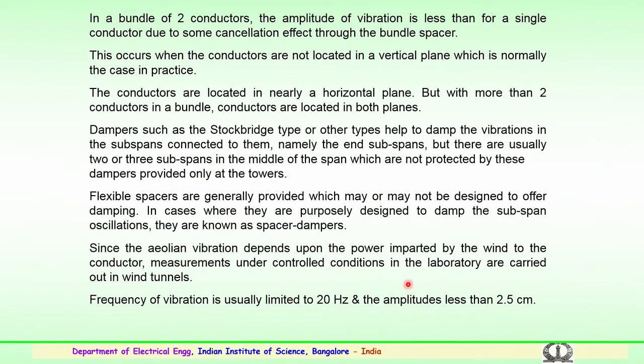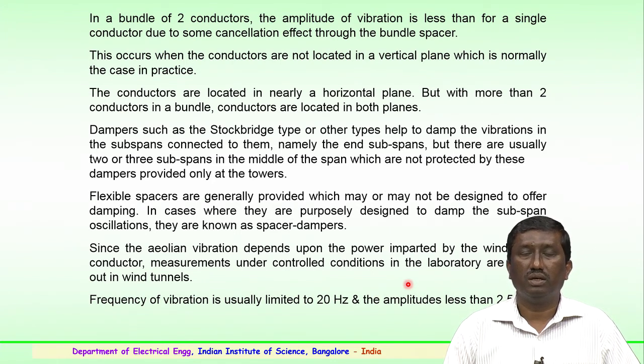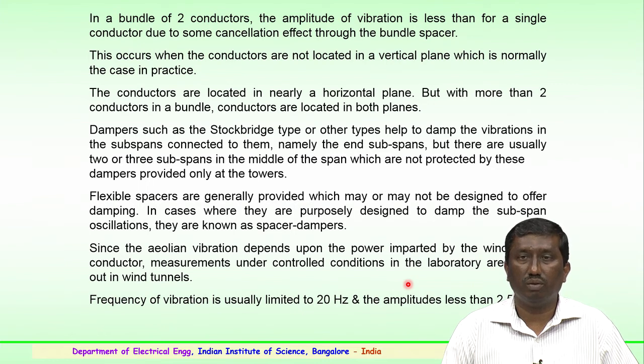So, considering a bundle of 2 conductors, the amplitude of vibration is less than for a single conductor due to some cancellation effect through the bundle spacer. So, you have a spacer between the 2 conductors. So, the amplitude could be less for a particular single conductor because of the effect of the bundle spacer, and this occurs when conductors are not located in a vertical plane, which is normally the case in practice. So, the conductors are located in nearly a horizontal plane.